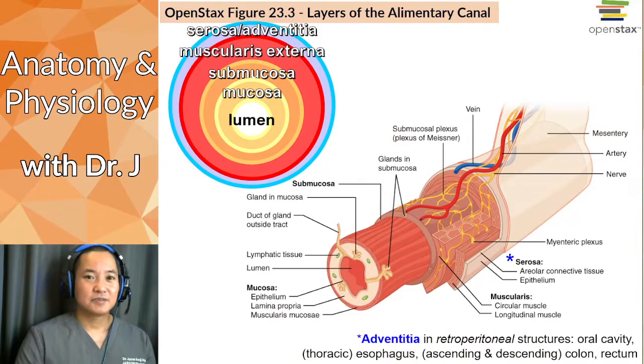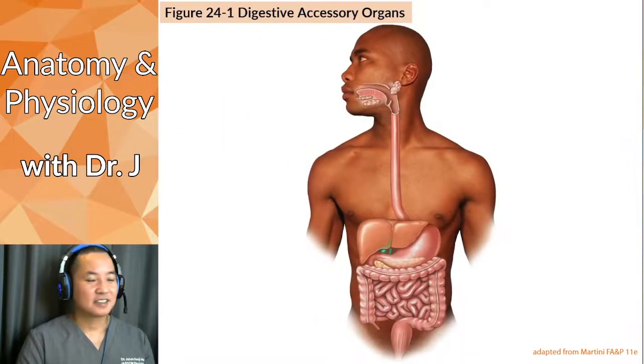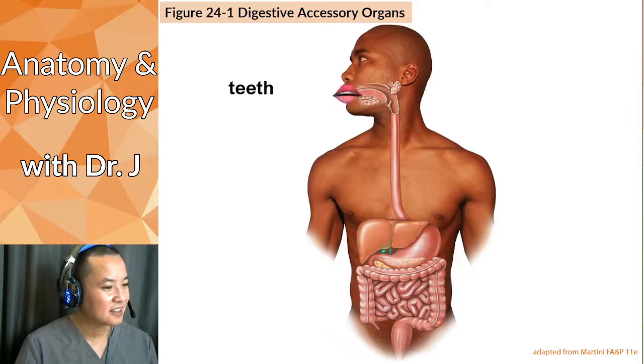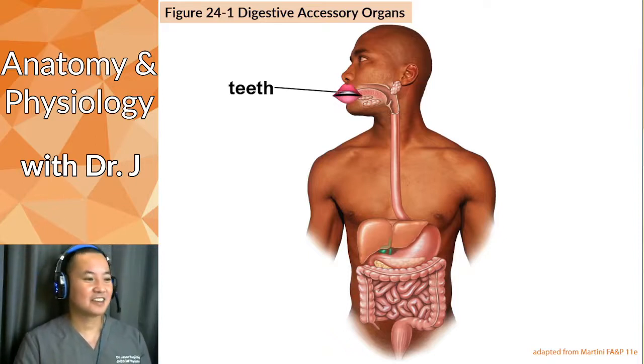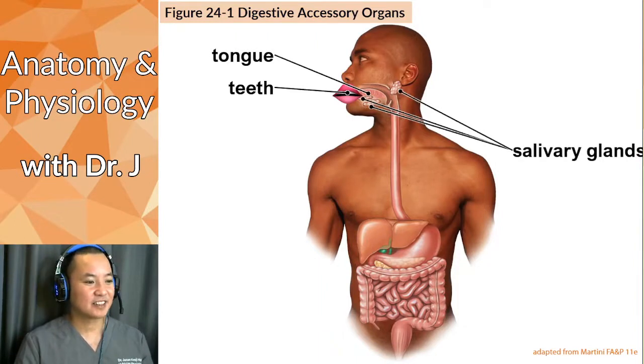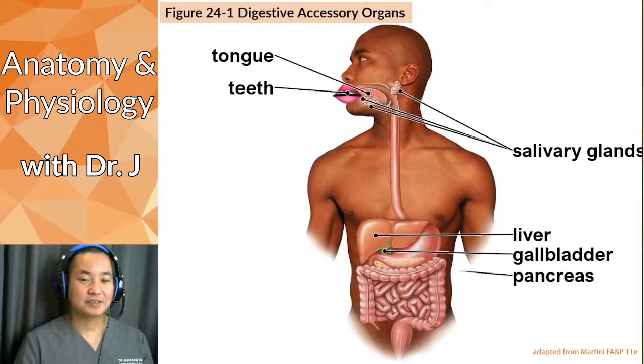Okay, now let's zoom in here. And what are the digestive accessory organs? Well, one of them are the teeth, and actually this guy doesn't have teeth, so let's add teeth. Yeah, so now he has teeth, and these are examples of the digestive accessory organs. And then we also have our tongue, and we have our salivary glands over here. We have our liver, our gallbladder, and our pancreas. So these are the accessory organs of digestion.